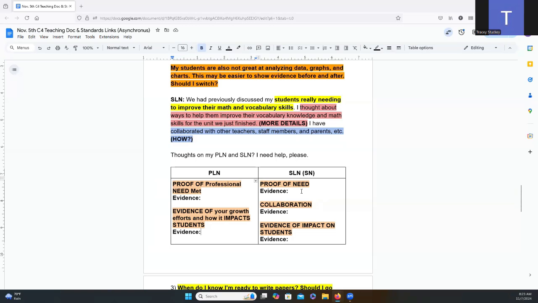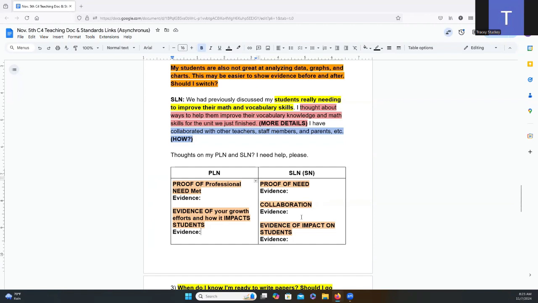So in SLN, we have to prove the need. The need is that these kids have a huge need around math and vocabulary skills. You can prove that through test scores. You can prove that through surveys of teachers, last year's teachers, or all the teachers in a row. Collaboration, give us specific ways you've collaborated.